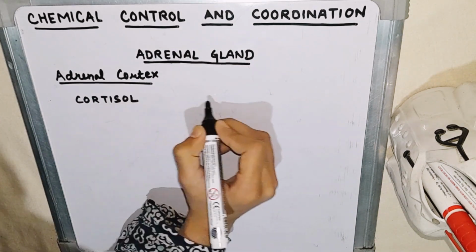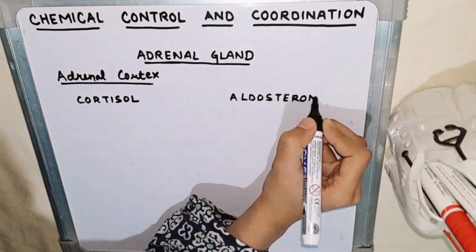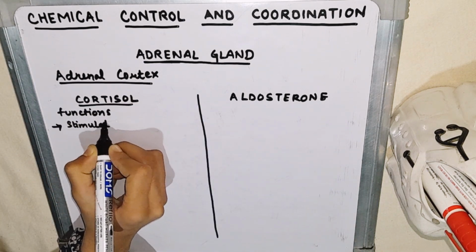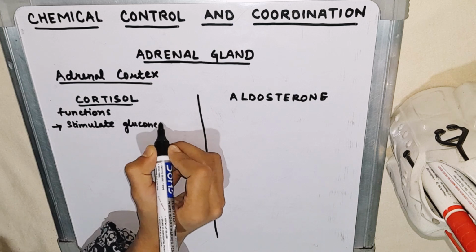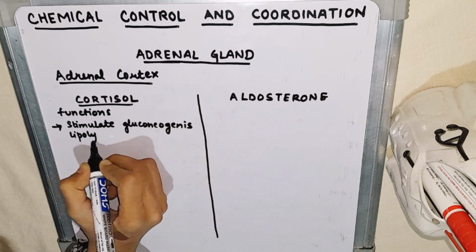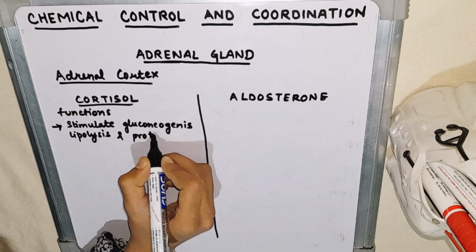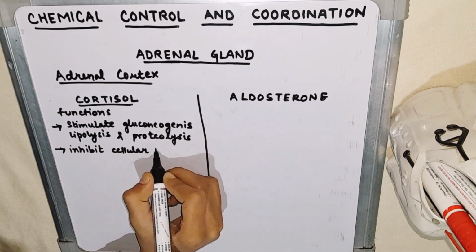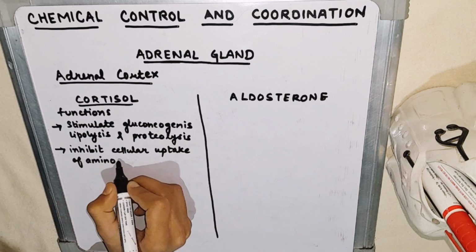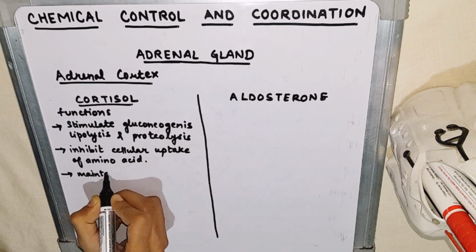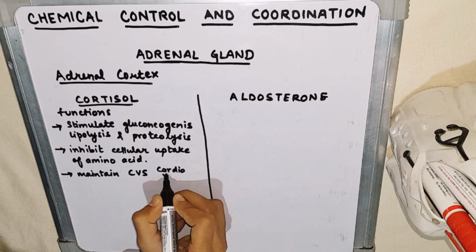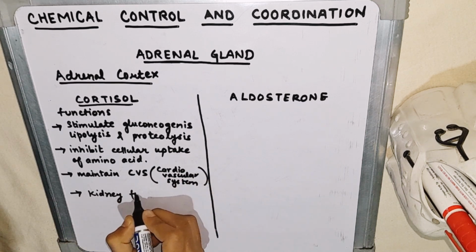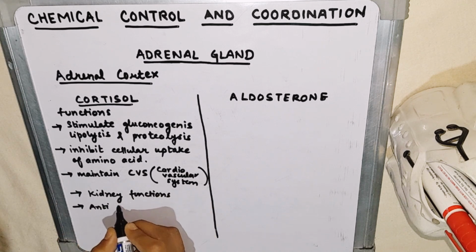Now we will discuss some very important points about cortisol and aldosterone. We will discuss the functions of both of these. The first function of cortisol is that it stimulates gluconeogenesis, lipolysis, and proteolysis. Next, it inhibits the cellular uptake of amino acids. It is used to maintain CVS, that is your cardiovascular system. Cortisol is responsible for maintaining the kidney functions.